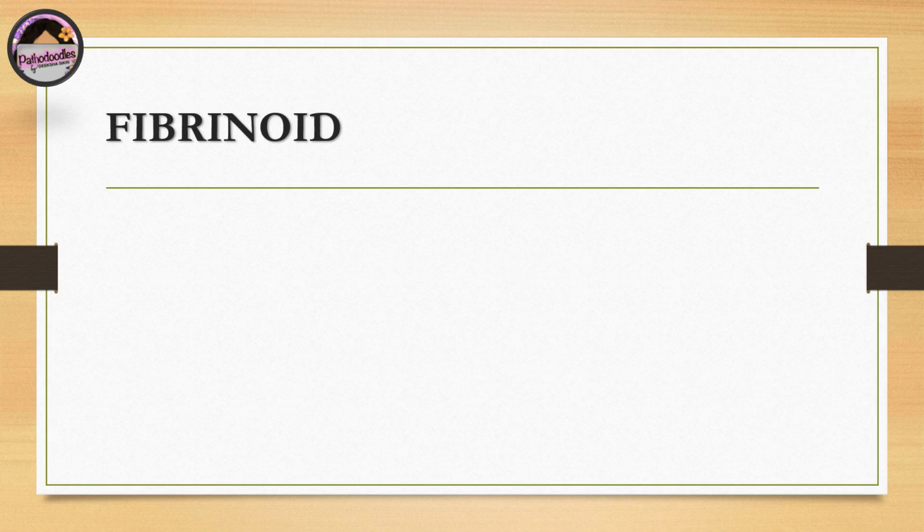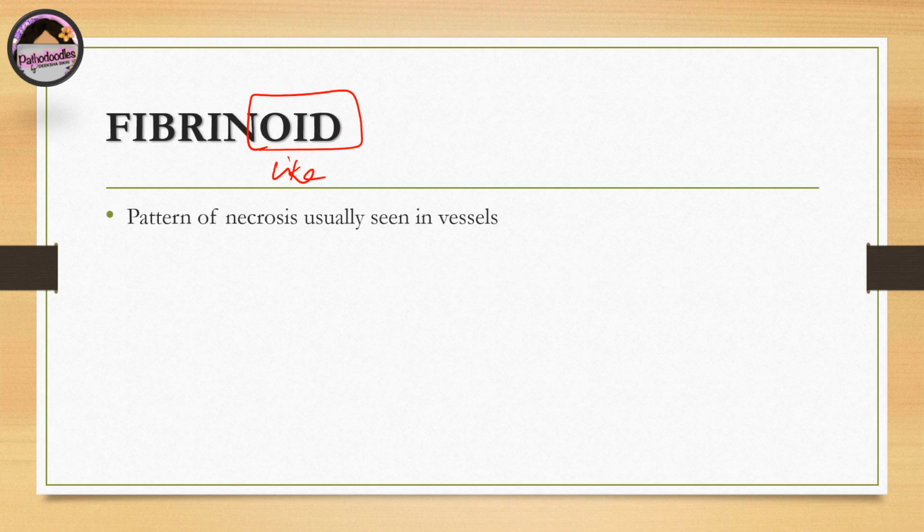Next, fibrinoid. Any medical student will know that the suffix oid means like, right? Epithelioid, amyloid, so fibrinoid means something like fibrin. Now, this is a pattern of necrosis that we usually see in blood vessels, and that means it's got something to do with endothelial cell injury.